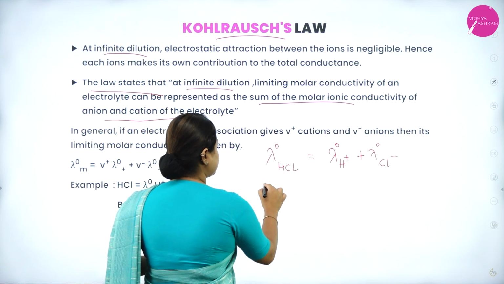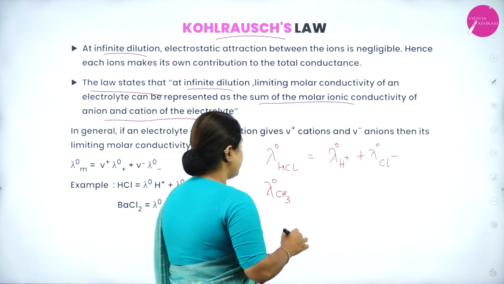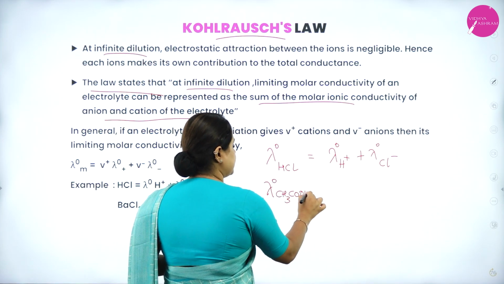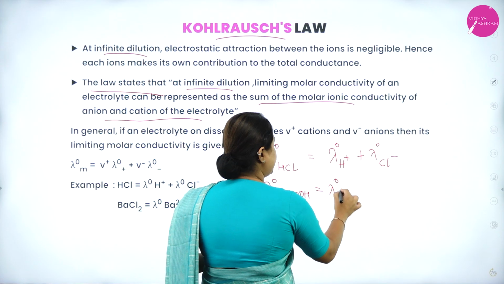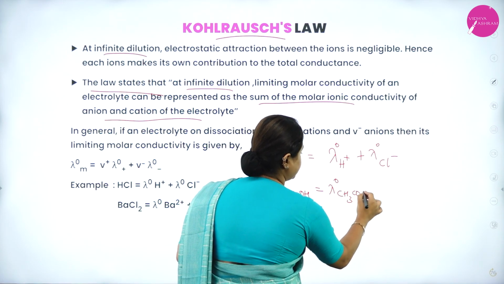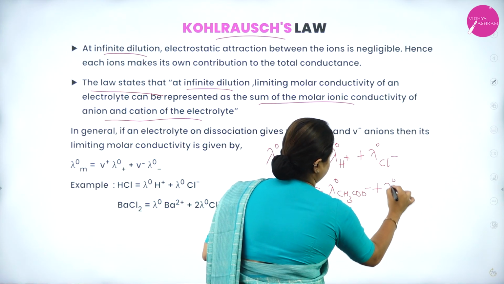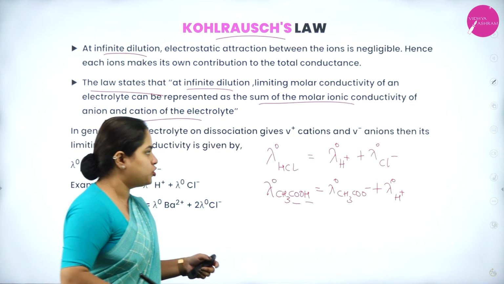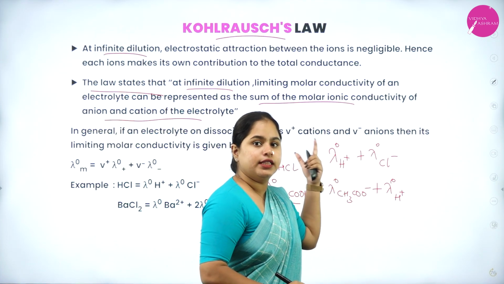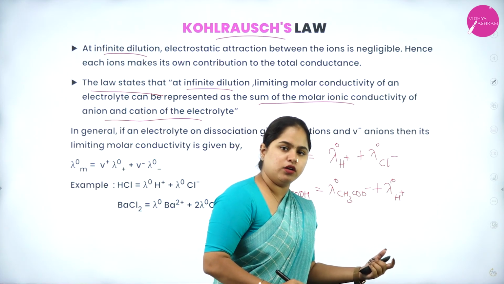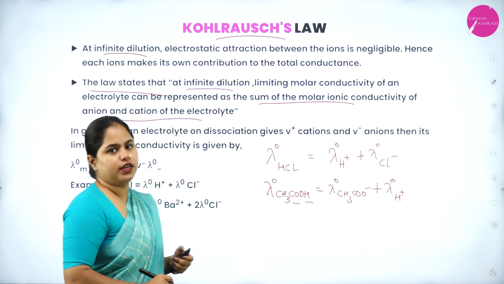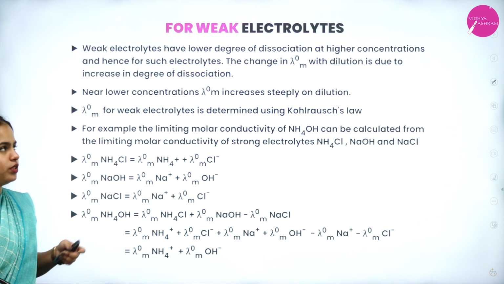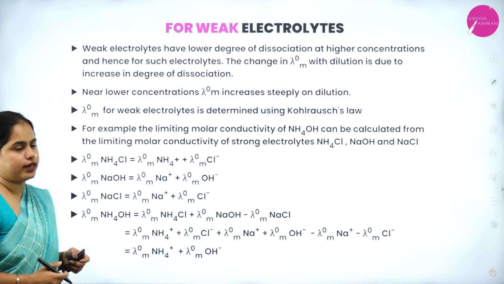Now, let's take another example, lambda naught, that is limiting molar conductivity of acetic acid. It will be the sum of limiting molar conductivity of acetate ion plus limiting molar conductivity of H plus ion, because that is the anion and cation present here. So, if we know the values of the limiting molar conductivity of the ions, we can calculate it for a weak electrolyte. So, how are we going to do that? Let's see according to Kohlrausch's law.